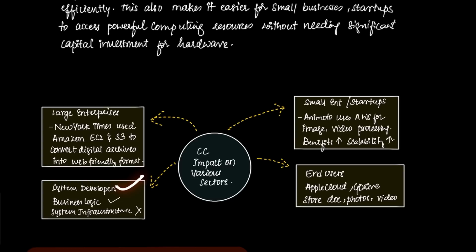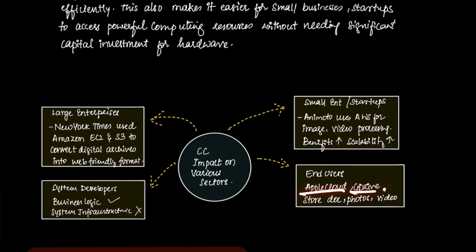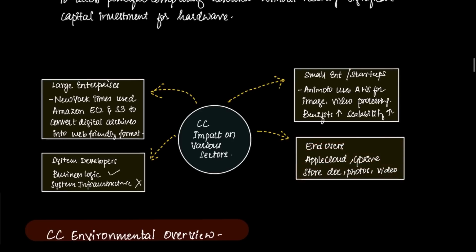For system developers, they need not focus on the system infrastructure. They need not worry about the infrastructure or hardware, what components are there, what are the processors which are used. All that is not necessary. You just have to focus on the business logic and how to improve your code or how to improve your output. Then we have end users. End users can make use of the cloud computing. For example, the Apple Cloud, Google Drive to store documents, photos, videos, and so on. So these are the impact of various sectors.